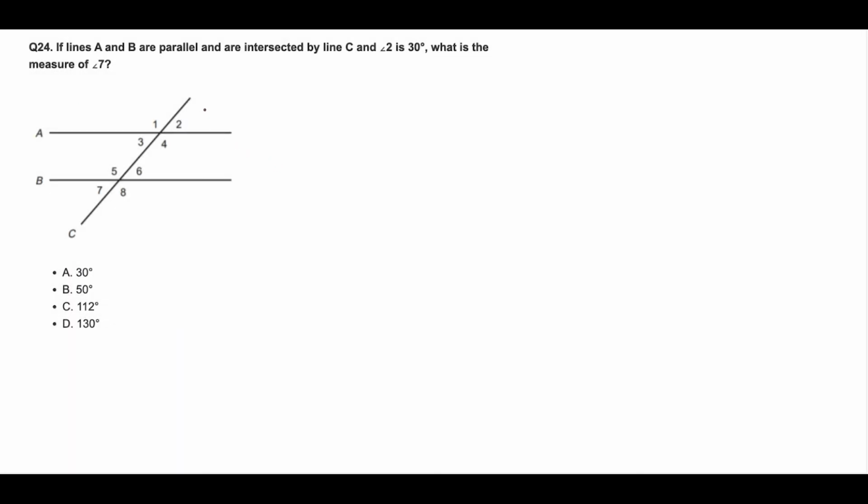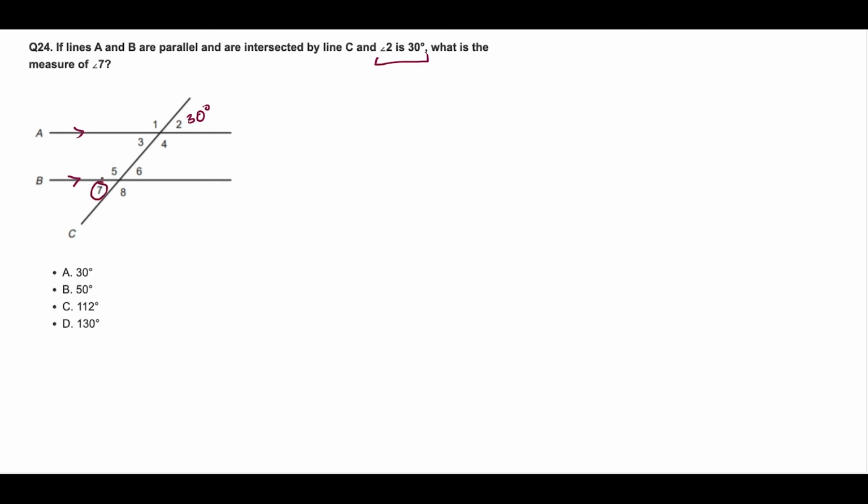Okay, for question 24, these questions could be a little bit tricky, but if you know what to look for, it simplifies it a bit. So we have lines A and B are both parallel. So these two lines here are parallel, which means they're going in the same direction and they would never intersect if we just look at them forever. And they're telling us that these two parallel lines are intersected by line C, and they told us the measure of angle 2 is 30 degrees. So this angle over here is 30 degrees, and we want to know what is the measure of this angle down here, angle 7.